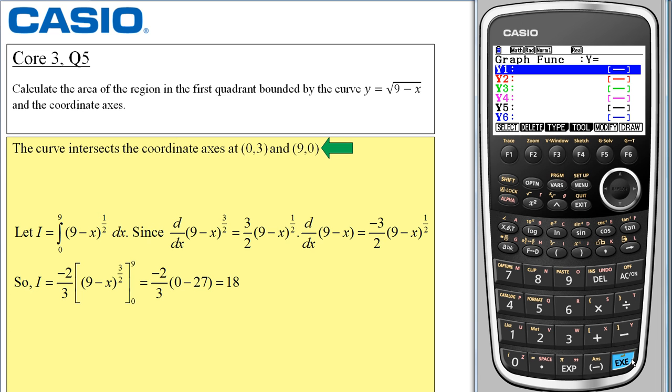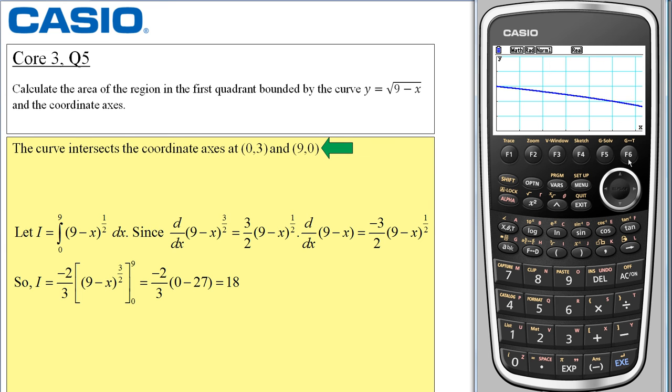It's option 5 for the graph function menu, and it's the square root, that's shift x squared to get the square root, of 9 take away x. And then I use the right cursor to move away, and if I select execute and F6 to draw, I start to get part of the function.